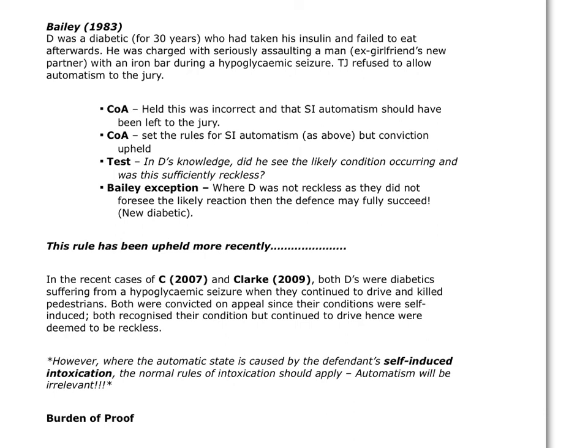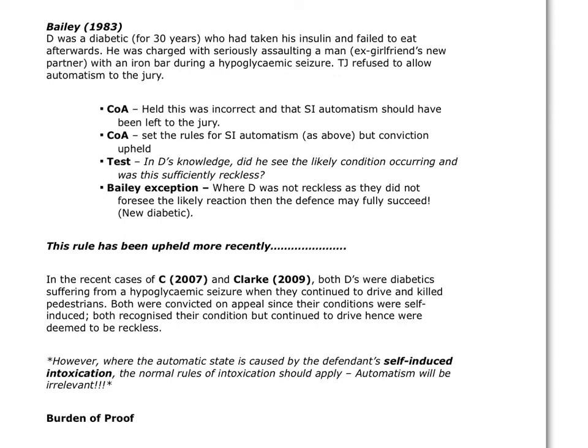which he alleged brought about a hypoglycemic seizure. And he was charged with a serious assault on a man who turned out to be his ex-girlfriend's new boyfriend. Now, the trial judge had refused to allow automatism, self-induced automatism, to go to the jury at all. So he raised several defences, obviously intoxication as well. The trial judge refused to allow automatism to even go to the jury.